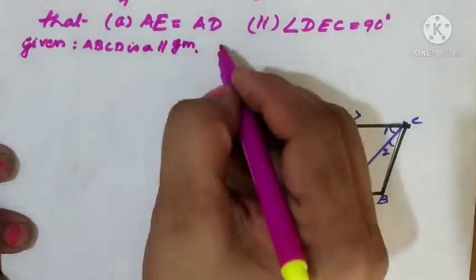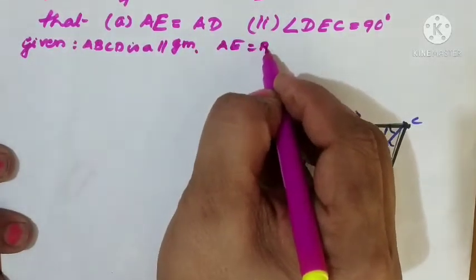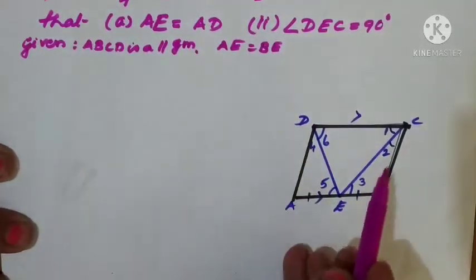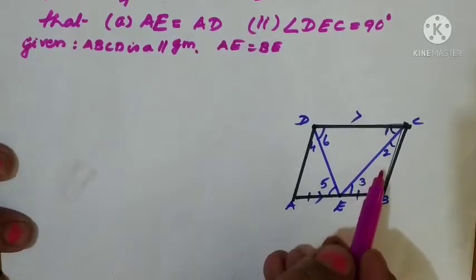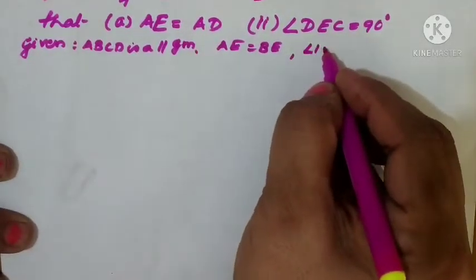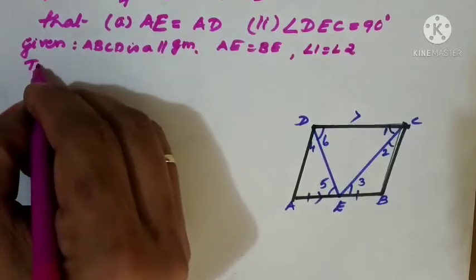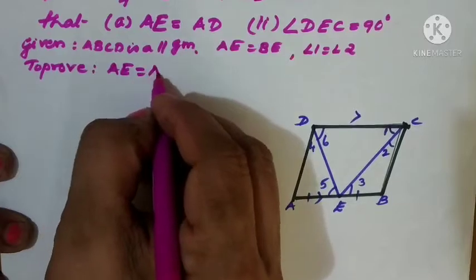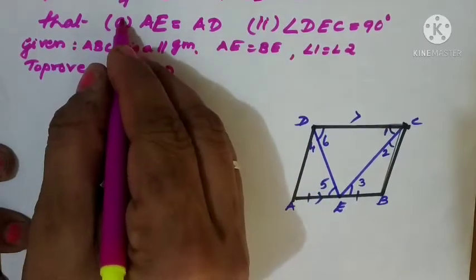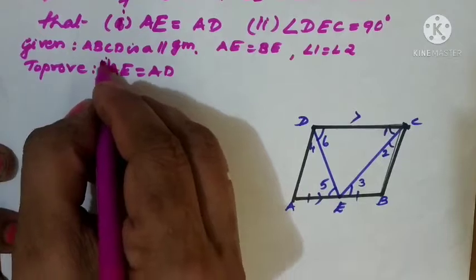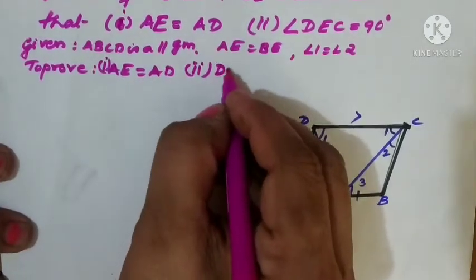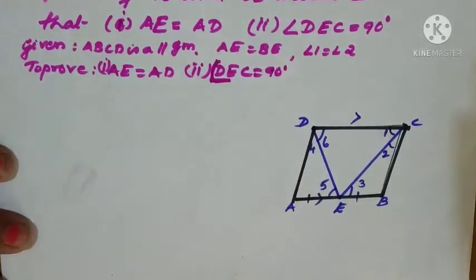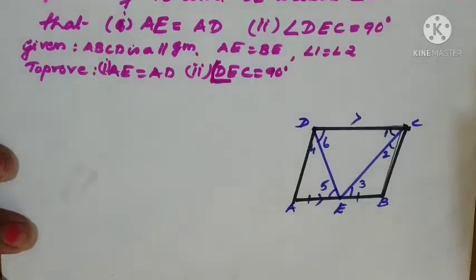E is the midpoint, that means AE equals BE. Again, CE bisects angle BCD. So in the diagram itself, it's already marked 1 and 2. So we can write that angle 1 equals angle 2. To prove what is given in the question, the first one is AE equals AD, and the second one is angle DEC equals 90 degrees.